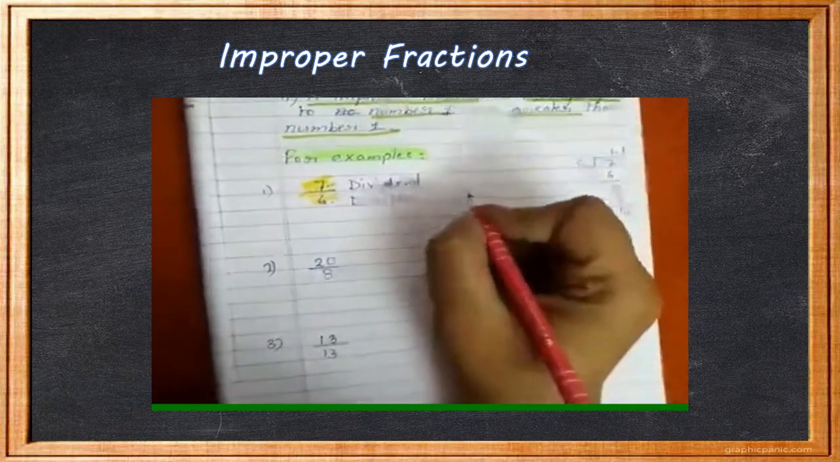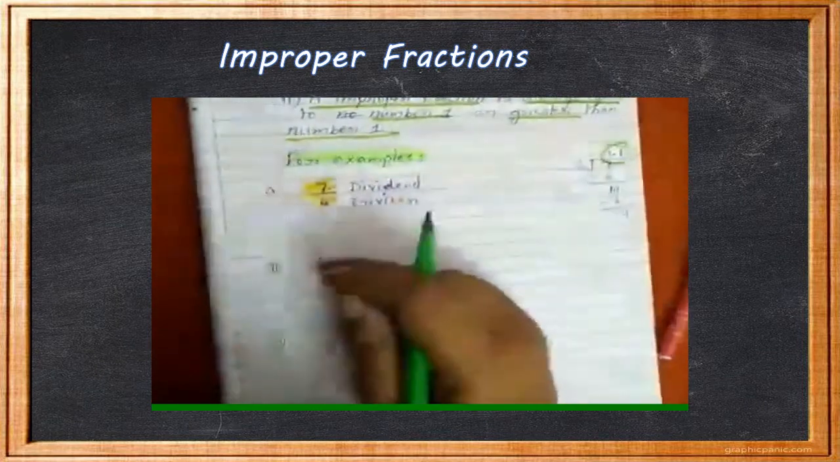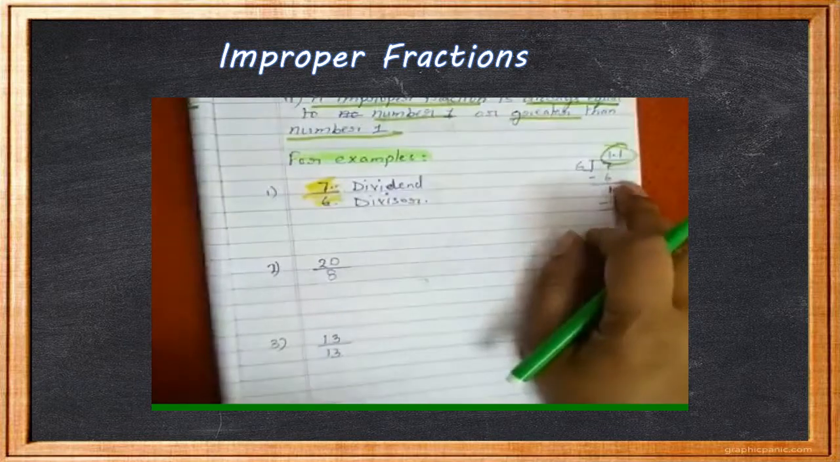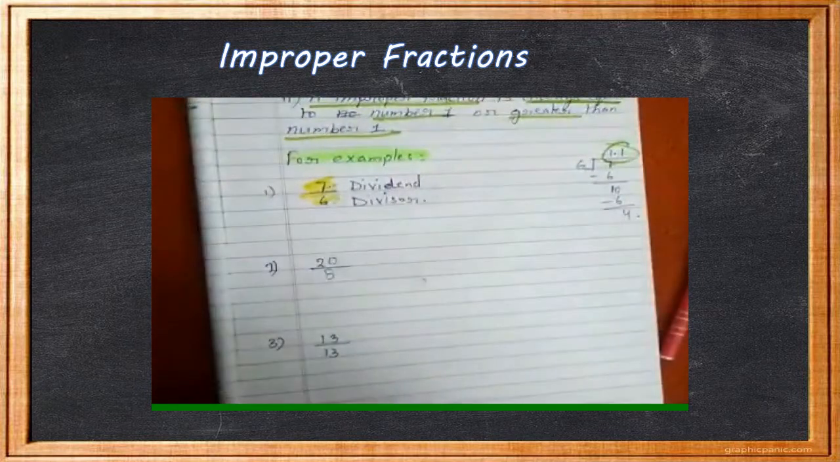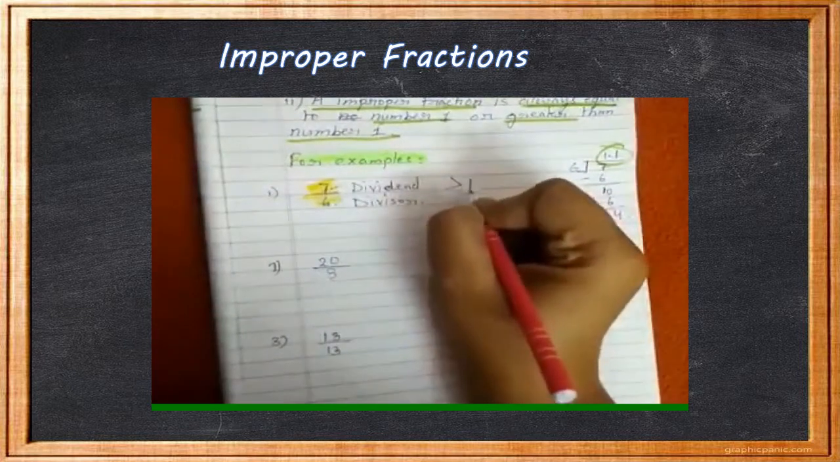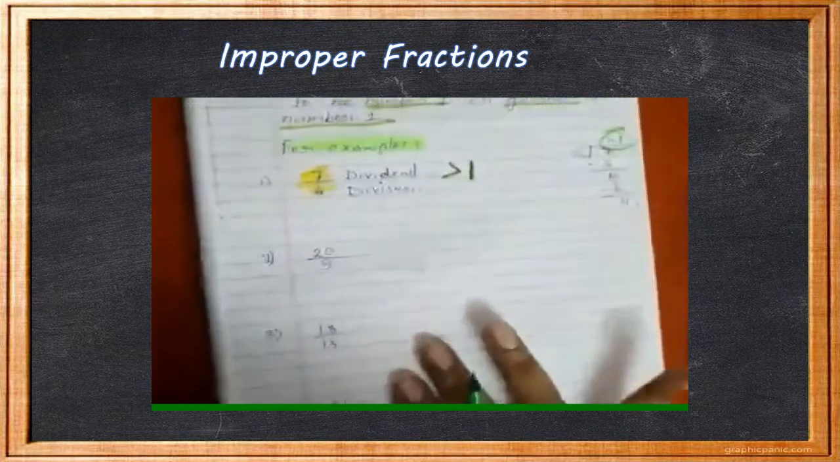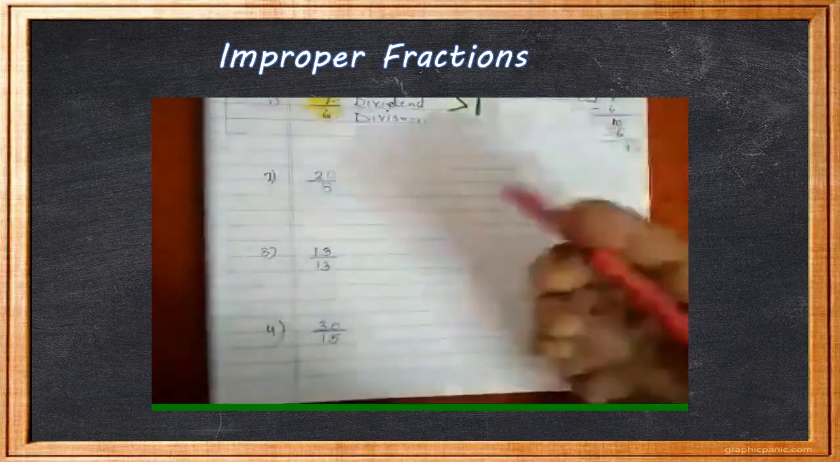So children, we can see here, this is our quotient, 1.1. That means it is greater than 1. So we can very well say that improper fraction is greater than 1. Improper fraction is greater than 1, children. Now see, next example.